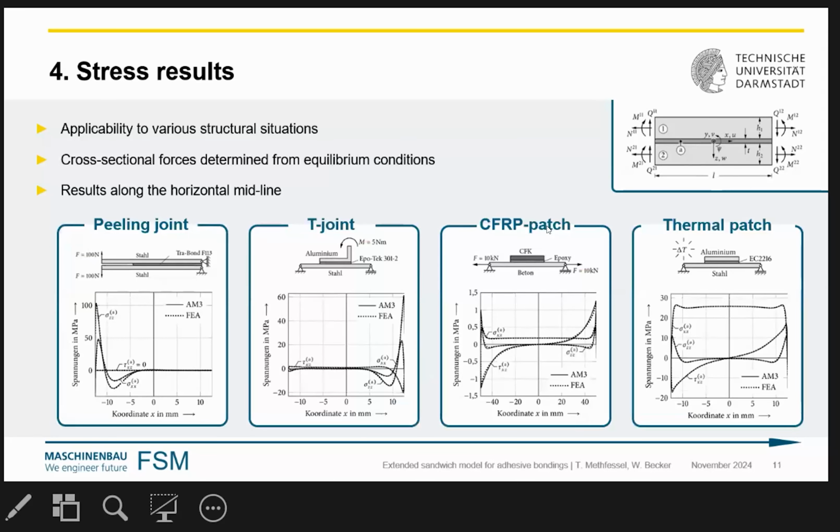This kind of analysis is not restricted to the single lap shear specimen. It can also be applied to other configurations. This is just a number of examples. Here a peeling joint, a T joint, here a patch on a substrate, and here an aluminum patch on a steel substrate under thermal loading. It could also be ice on a substrate if you like to check this. And in all cases, you see very good agreement between the finite element calculation and our closed form analysis approach.